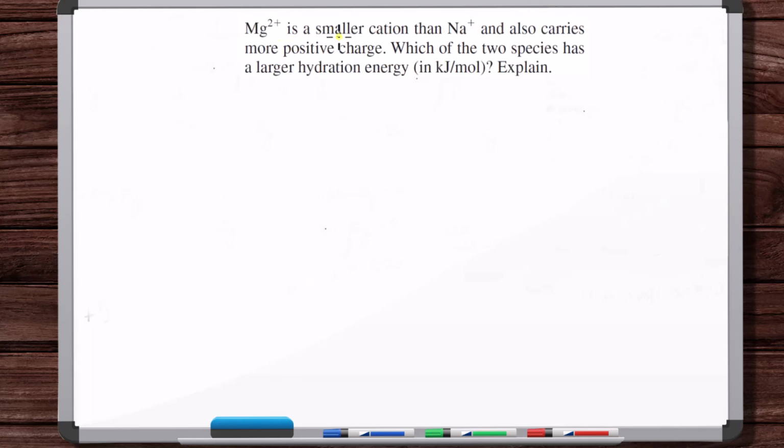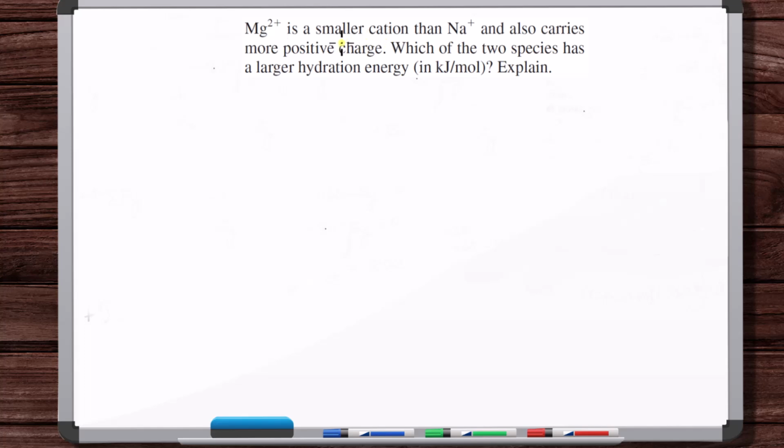Mg2+ is a smaller cation than Na+ and also carries more positive charge. Which of the two species has a larger hydration energy? When you're thinking about the hydration energy of an ion, first consider the charge. The larger the charge, the larger the hydration energy. That's the effective charge.